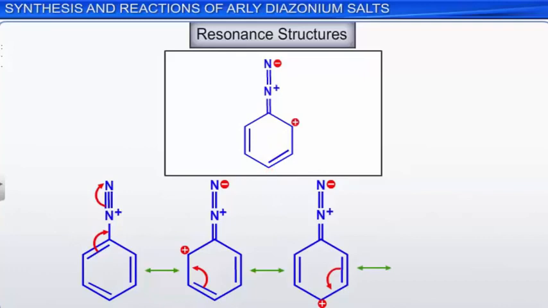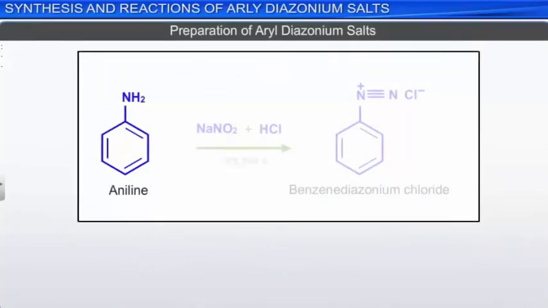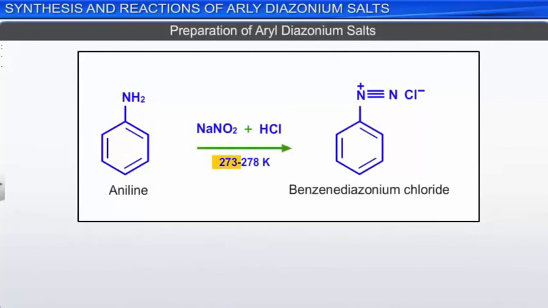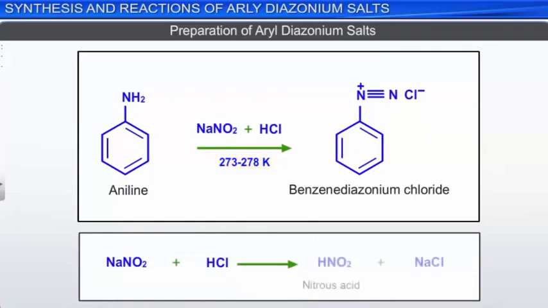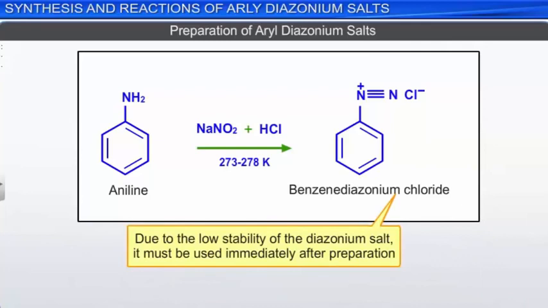To prepare aryl diazonium salts, aniline is reacted with nitrous acid at 273 to 278 Kelvin. The nitrous acid is generated in situ by the reaction of sodium nitrite with hydrochloric acid. The overall scheme is summarized here. Due to the low stability of the diazonium salt, it must be used immediately after preparation.